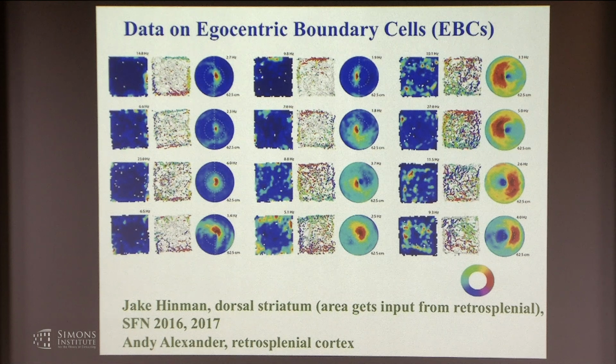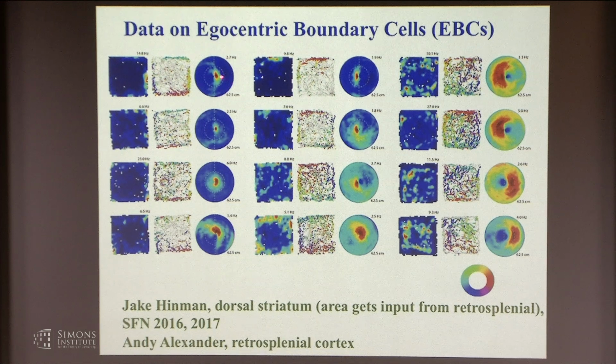Now, interestingly, Jake Hinman was recording in the dorsal striatum. We don't normally record in striatum. He was initially aiming for lateral septum and hit dorsal striatum and saw these very interesting cells there. But I mentioned it in the context of retrosplenial cortex because now Andy Alexander in my lab has shown them in retrosplenial, and we know that the area of dorsal striatum is actually receiving input from retrosplenial.